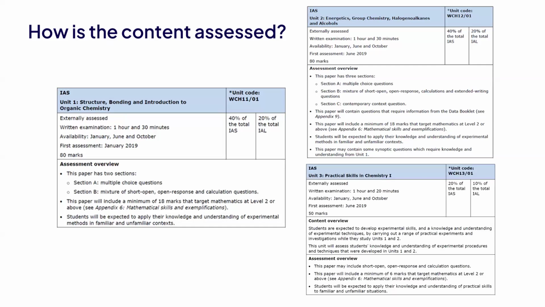And Unit 3 is all about practical skills, and it's a 1 hour, 20-minute paper that's worth 50 marks. And the students are expected to develop their experimental skills and knowledge and understanding of experimental techniques by carrying out a range of practical experiments. And I'll talk a little bit more later on about the practical work that's involved and with some suggestions as to how to develop that.